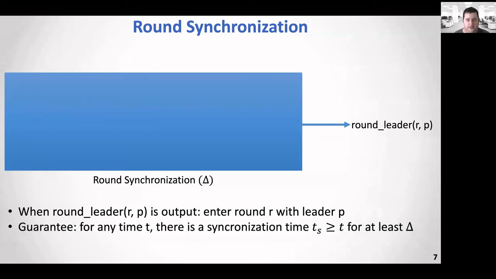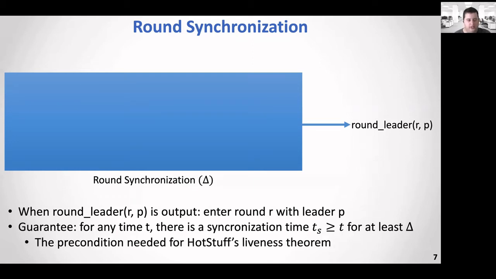Now, the guarantee that this module gives is that for any time t during the run, there is always a synchronization time ts after t, and this synchronization time will last at least delta. So in an infinite run, we'll have an infinite number of synchronization times. Each of these synchronization events would last at least delta time. And this is exactly the precondition needed for HotStuff's theorem. So this allows HotStuff to reach an infinite number of decisions in an infinite run.